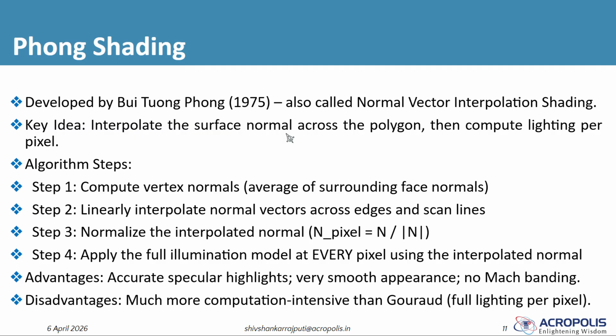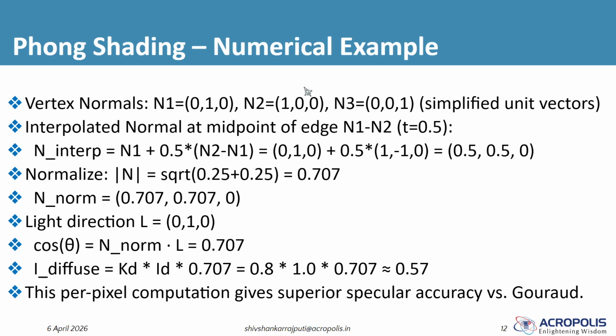We have a few steps in this, which are: compute vertex normals, interpolate them across edges and scan lines, normalize the interpolated normal at each pixel, then apply the full Phong illumination formula. Here we can see a numerical on Phong shading.